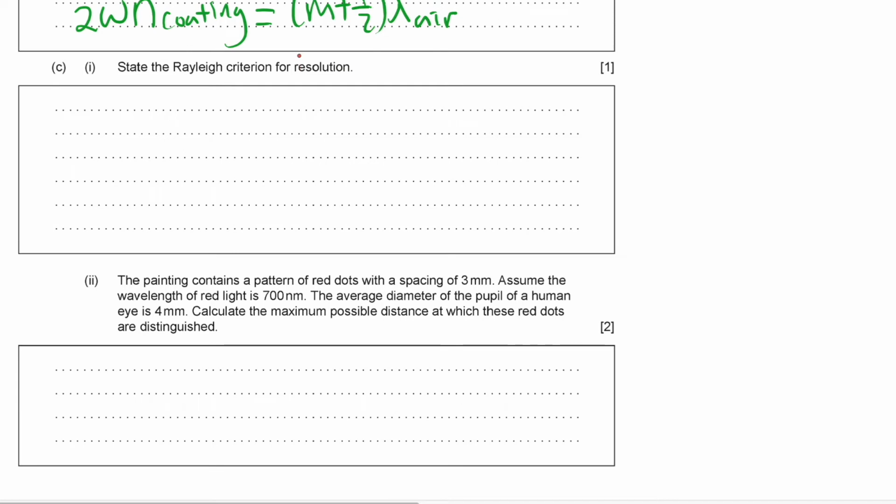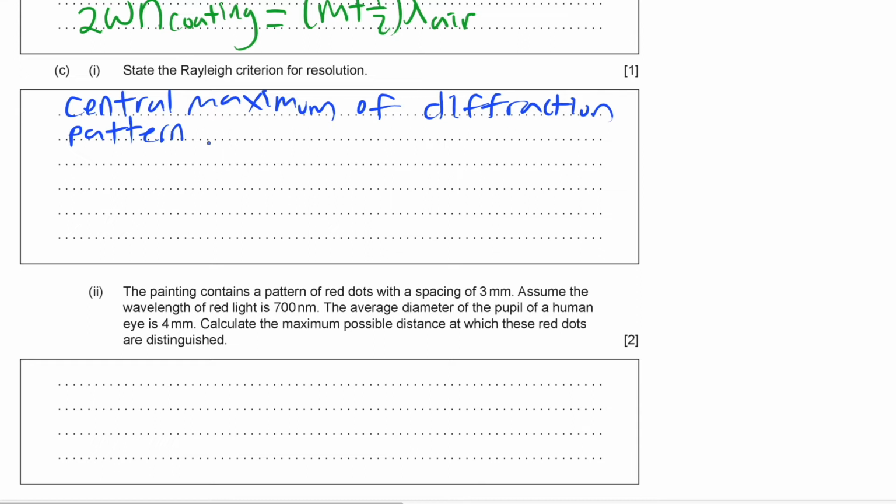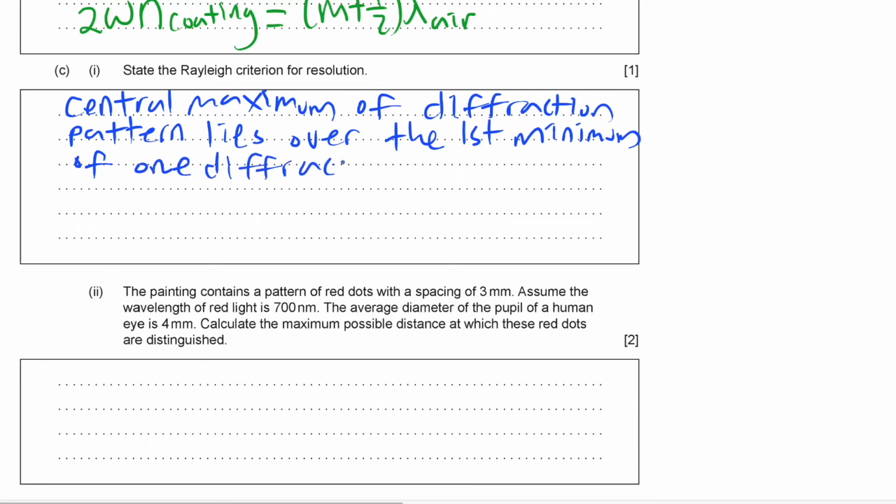State the Rayleigh criterion for resolution. So the Rayleigh criterion states that the central maximum of one diffraction pattern lies over the first minimum of the other diffraction pattern. And when this occurs, the images are just resolved.